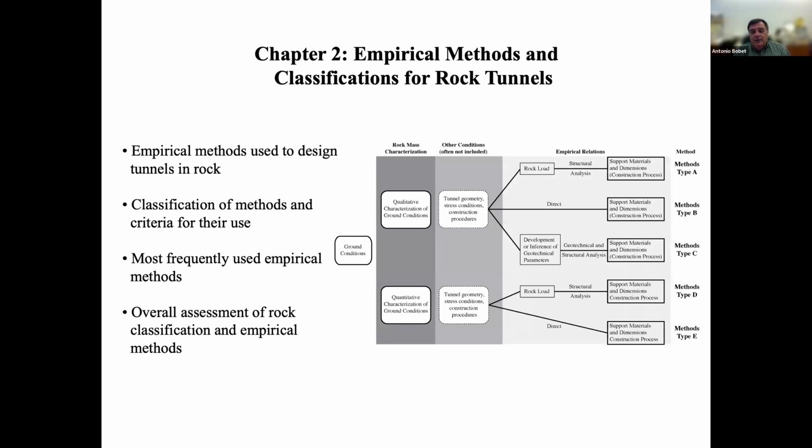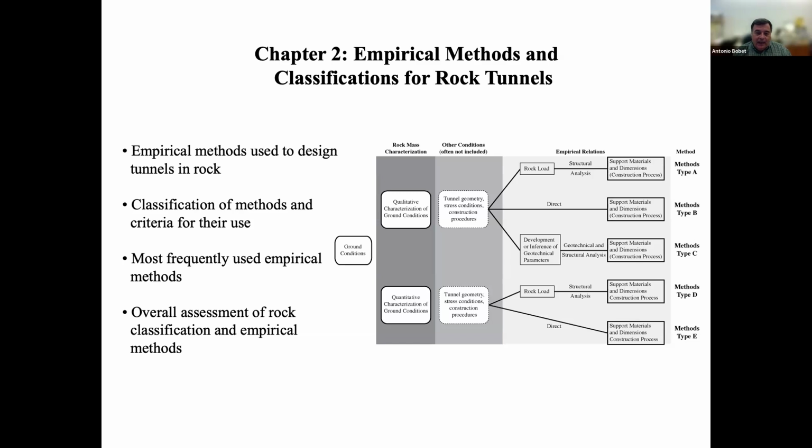Chapter 2 is about the empirical methods and classifications for rock tunnels. We start with a general description of the methods, and then we get into how we classify these methods. What you see here in this figure is the classification that we use. On the right-hand side, you have this classification from methods A to E. Of course, they include all the methods that we are used to. But what I think is interesting is that we use this classification based on how the rock mass is characterized, either from a qualitative or quantitative point of view.